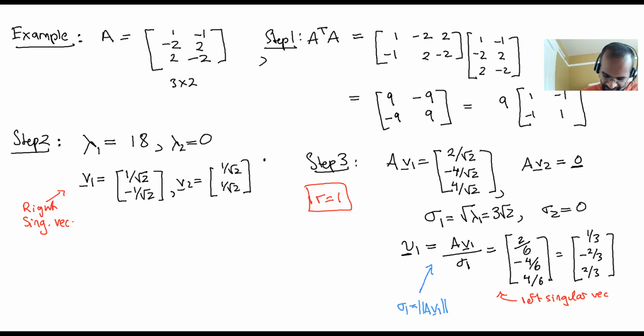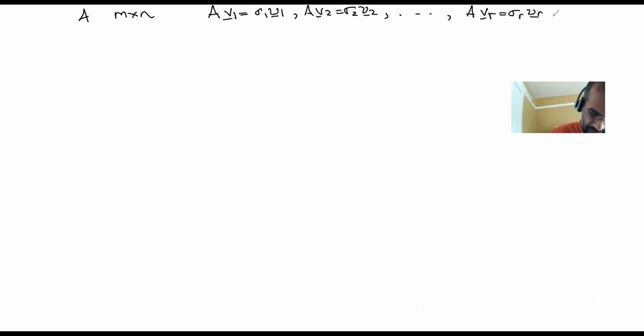So the singular value decomposition is actually a couple of things. I'll tell you the one I think is more interesting first. Suppose you have an m by n matrix. And now you have these equations: A v1 equals sigma 1 u1, A v2 equals sigma 2 u2, all the way up to A vr equals sigma r ur. And these sigmas are not zero. These are the positive singular values.